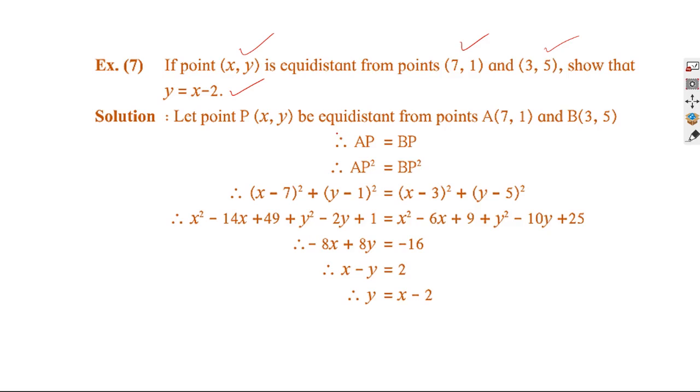So this is a situation like geometry where you are asked to prove. Let us name this point as P, and these as A and B. We know that AP must be equal to BP because it is given equidistant. We substitute in the formula and resolve it, and you will get x minus 2, because it is given to show that y is equal to x minus 2, which means it is true.